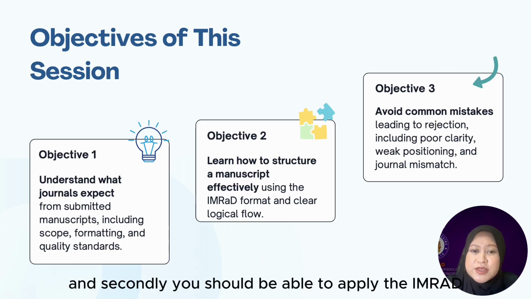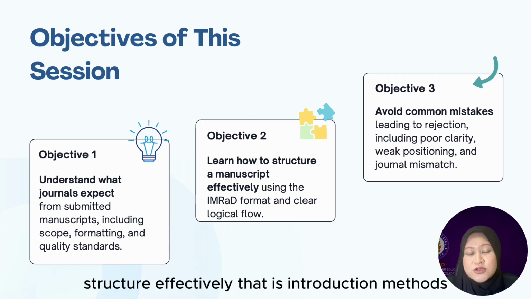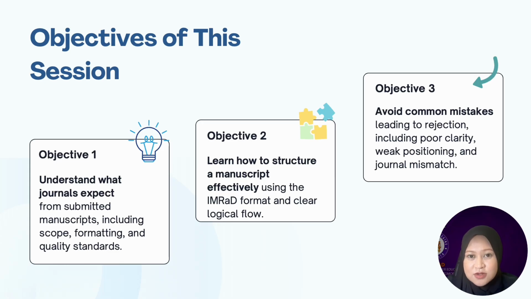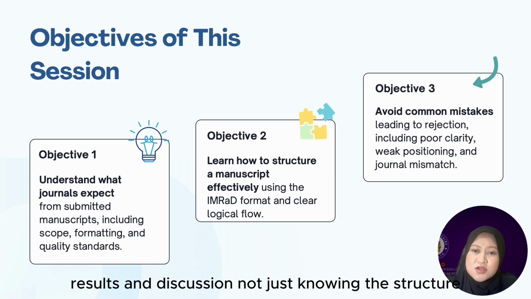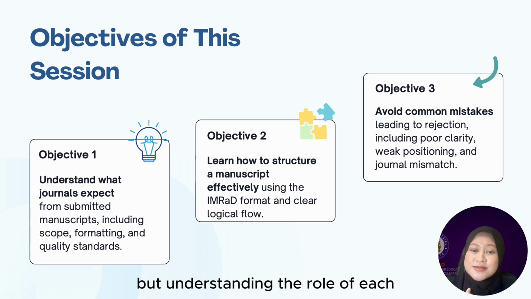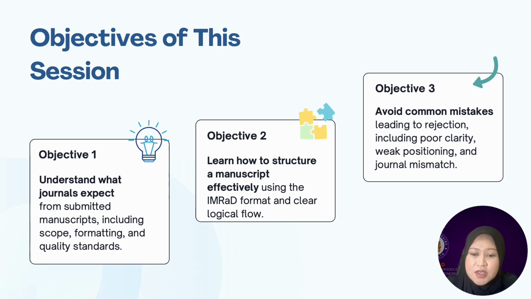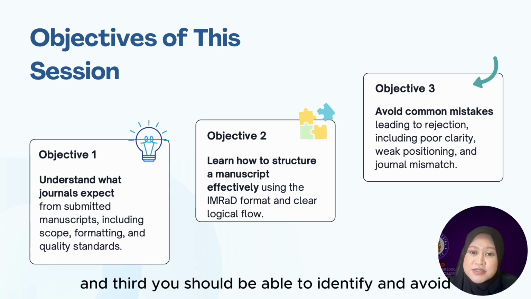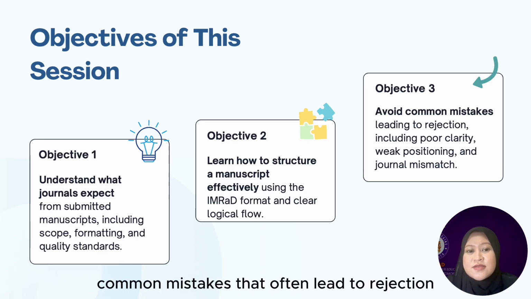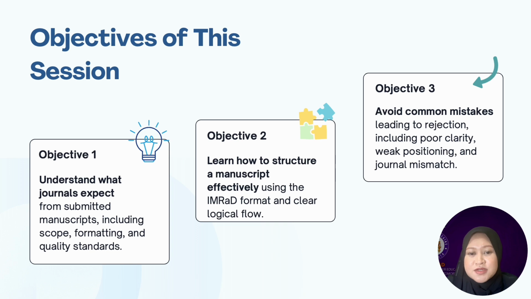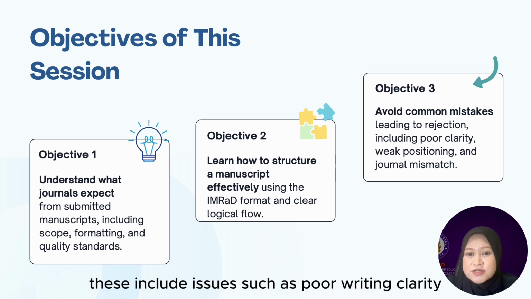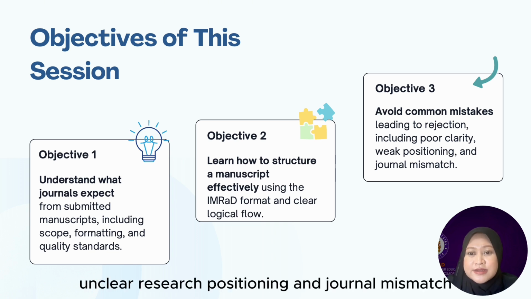And secondly, you should be able to apply the IMRAD structure effectively. That is introduction, methods, results, and discussion. Not just knowing the structure, but understanding the role of each section and how they connect with each other. And third, you should be able to identify and avoid common mistakes that often lead to rejection. This includes issues such as poor writing clarity, unclear research positioning, and journal mismatch.